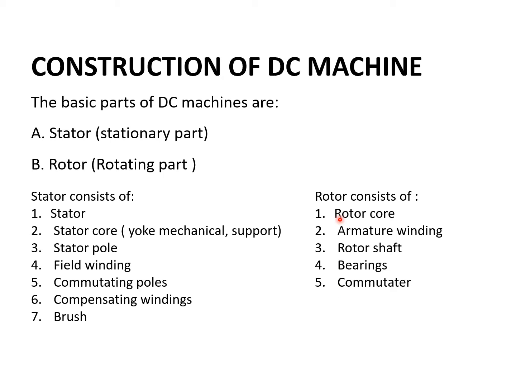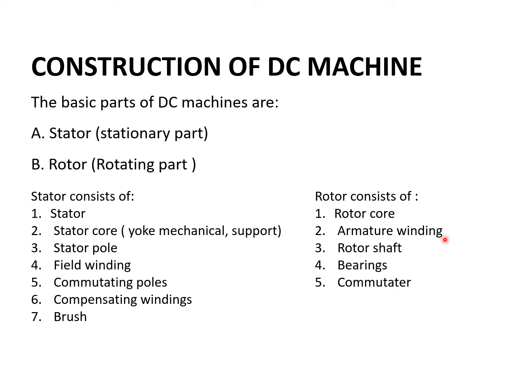Rotor unit: the rotating part consists of the rotor core, which is known as the armature. The armature carries the armature slots in its outer periphery, and in the armature slots the armature conductors are placed. Armature windings are wound in the armature slots, either in lap connection or wave connection.